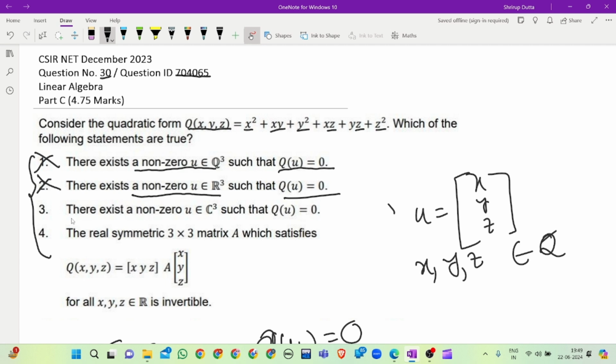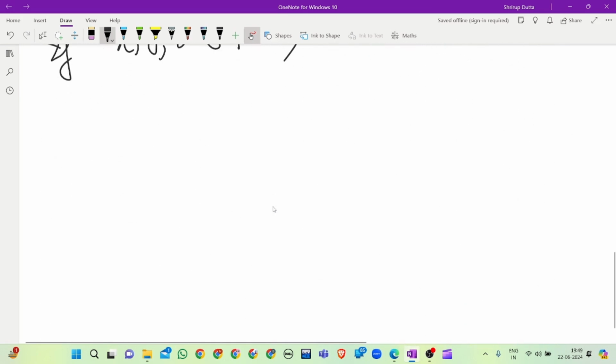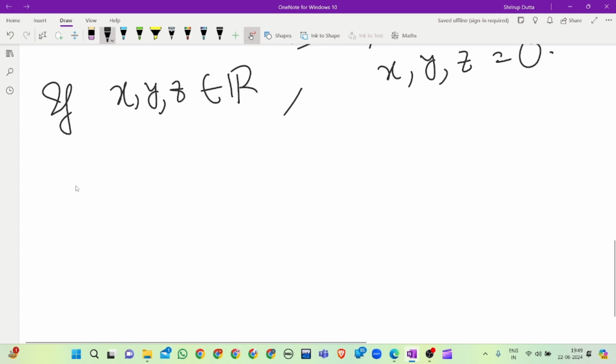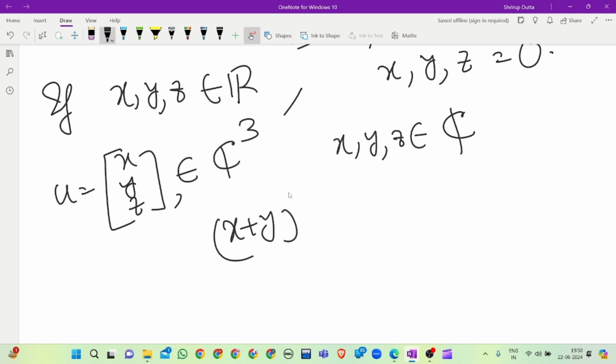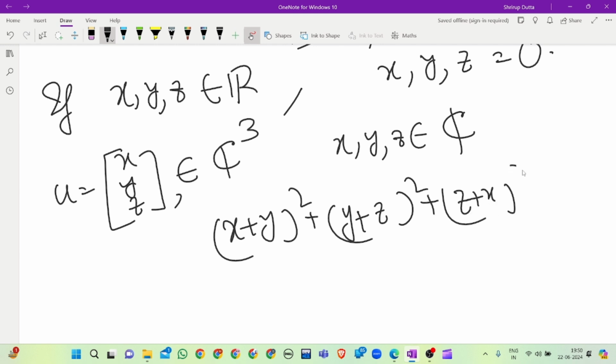Next we have to verify whether there exists a non-zero vector u coming from C cross C cross C, or C cube, such that Q of u equals 0. We have that identity, where u is the vector x, y, z with x, y, z belonging to C: (x plus y) square plus (y plus z) square plus (z plus x) square equals 0, and x, y, z are all complex numbers.